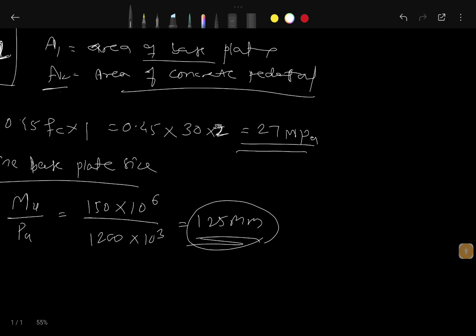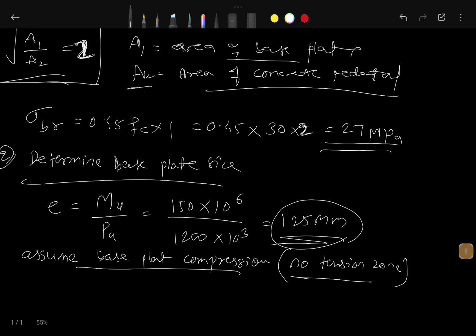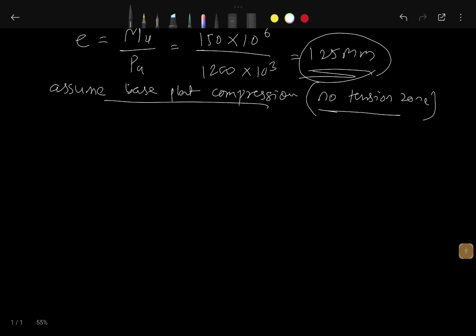Suppose this base plate is under compression. We assume that base plate is in compression. There is only compression in the base plate, or no tension zone in action. Now let's go into the next point.